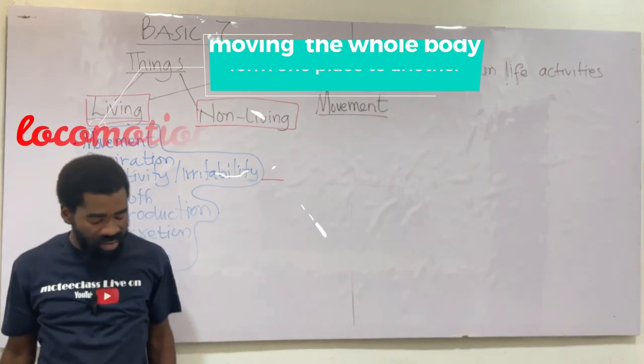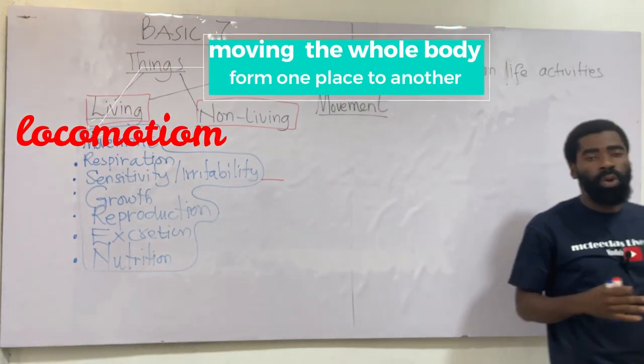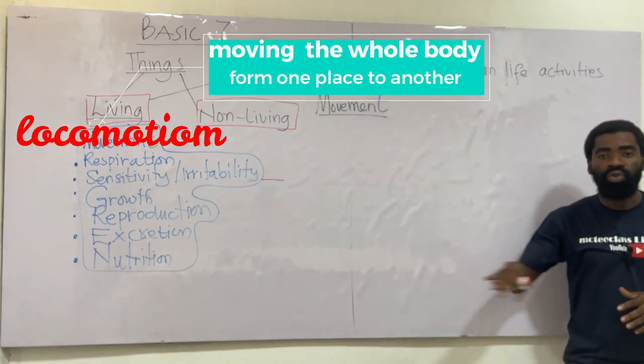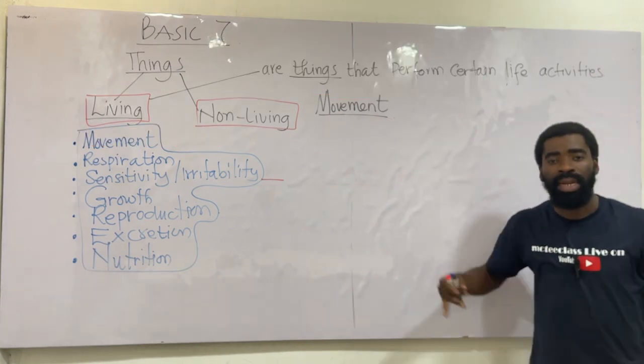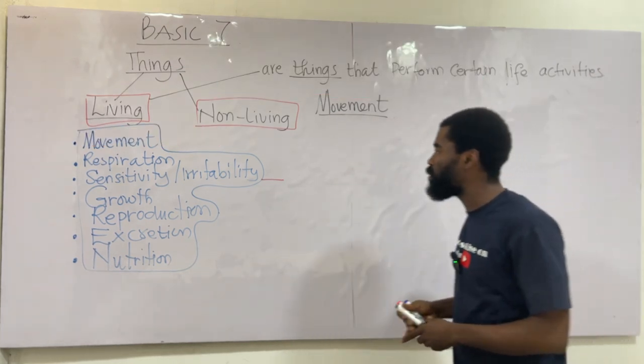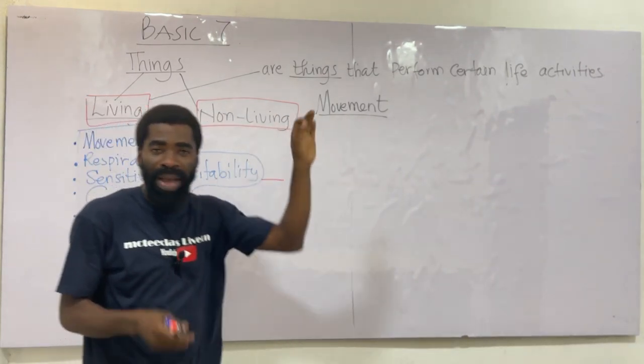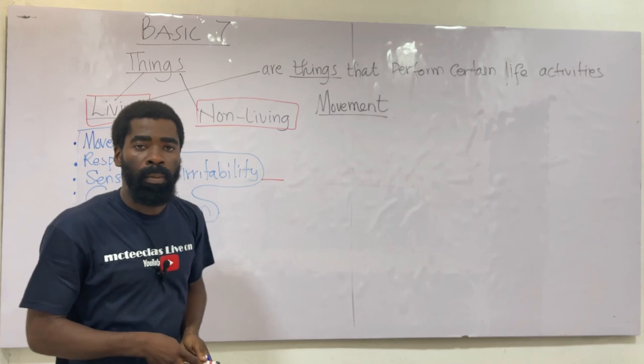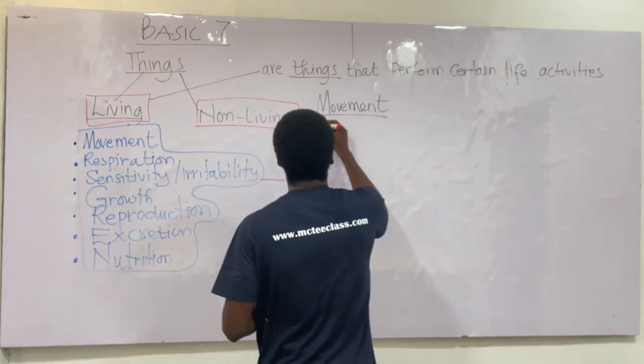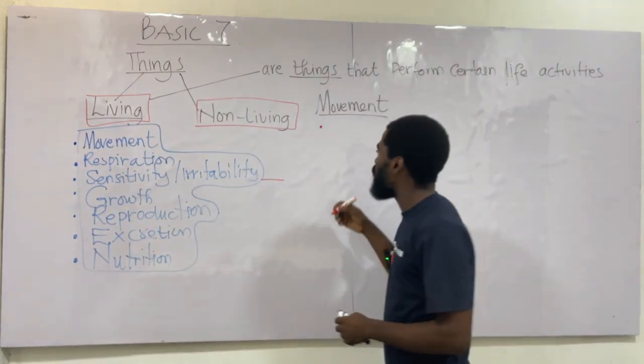When I'm able to carry the body from this side to that side, that is locomotion. But if I'm here and I begin to give you those moves, you understand what I'm saying? These ones are what is referred to as movement. So movement involves moving parts of the body or the whole body. So in movement, you can either move parts of the body or the whole body.